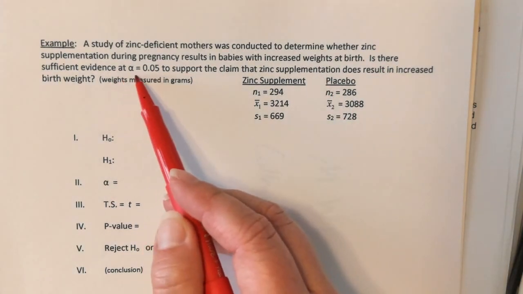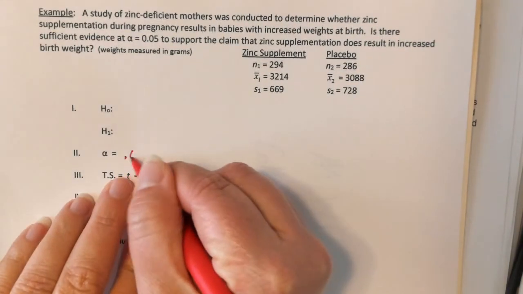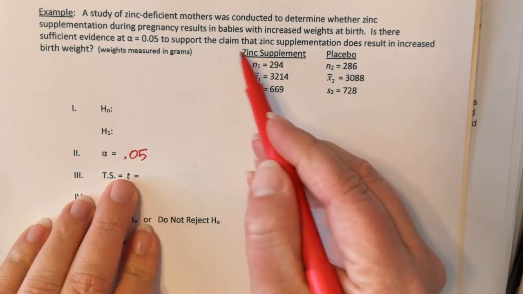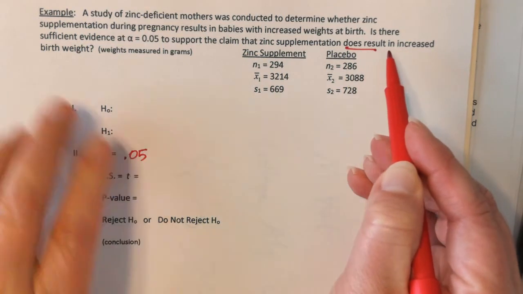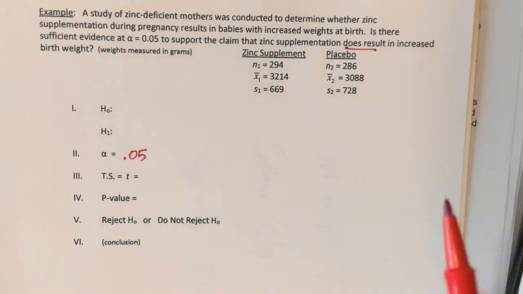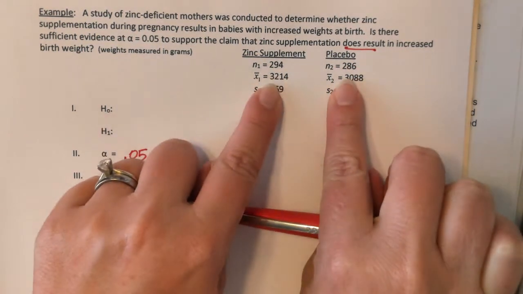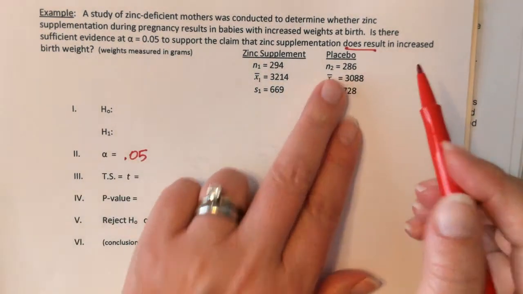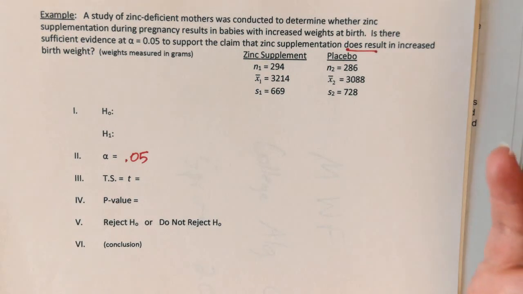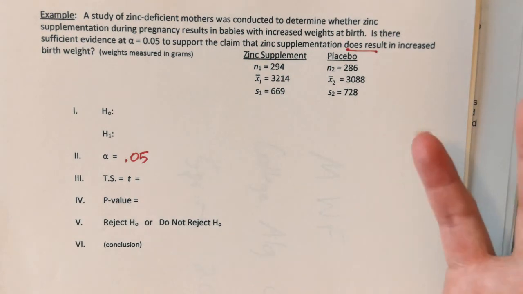Is there sufficient evidence that alpha equals 0.05? I'll go ahead and fill that in. To support the claim that zinc supplementation does result in increased birth weight. Okay, notice they've already given me the data, the n's, the x's, and the standard deviations for my zinc and the placebo. Placebo is like a sugar pill. It would be a pill that did not have the medication in it.